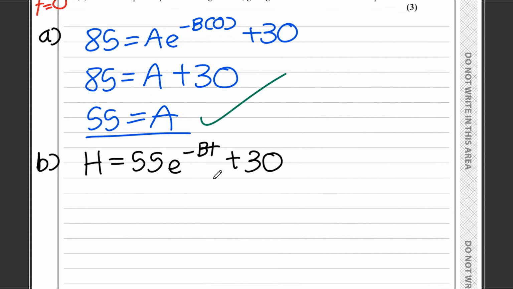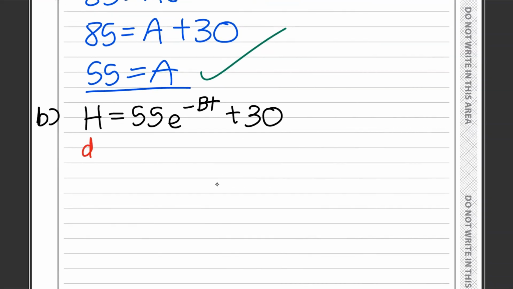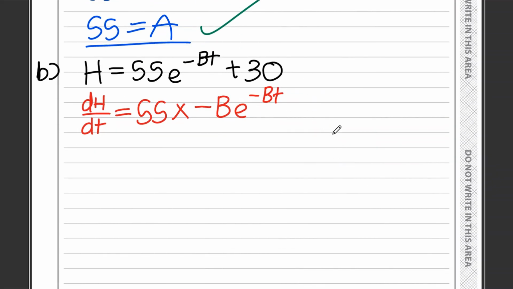So we're going to differentiate this here. We found in part A that a is equal to 55. So if we differentiate this, dh over dt is equal to 55 multiplied by, and then we're differentiating e to the power of minus bt. Minus b is a constant, so it's going to come down, so it's going to be minus b as a coefficient, and then e to the power of minus bt. We're no longer going to have this 30 on the end because it's a constant, and therefore dh over dt is going to be equal to minus 55b e to the power of minus bt.